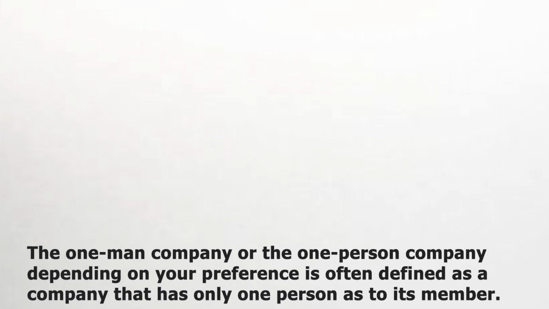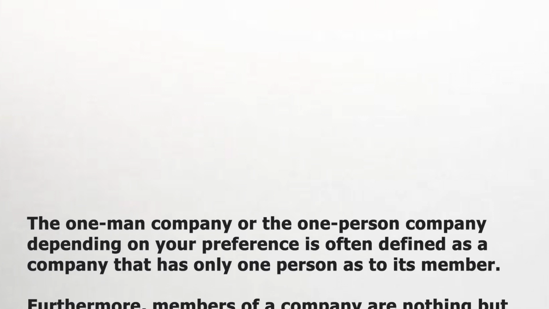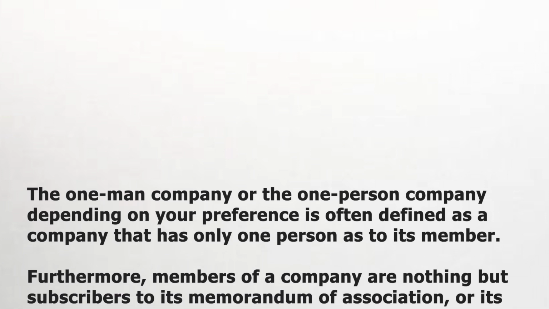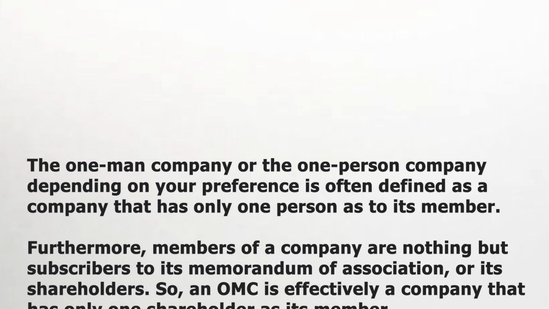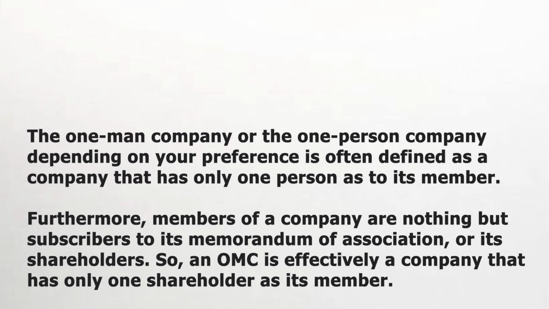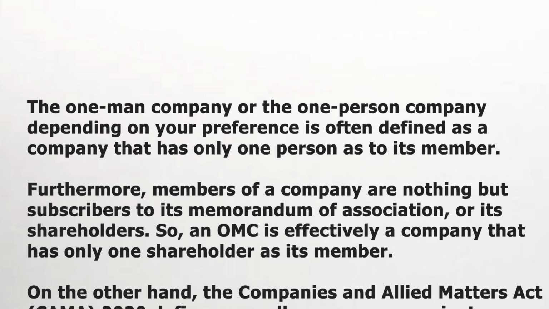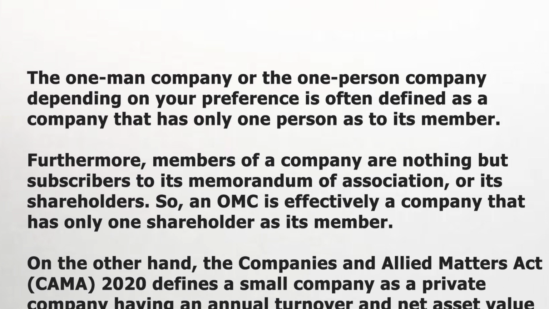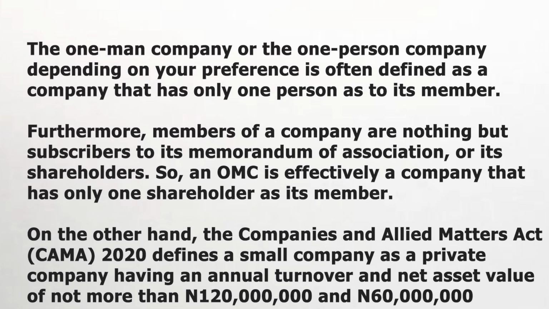We now shift gears and take a look at the difference between a one-man company and a small company as provided by the reenacted Companies and Allied Matters Act, CAMA 2020, alias the Game Changer. The one-man company or the one-person company, depending on your preference, is often defined as a company that has only one person as its member. Furthermore, members of a company are nothing but subscribers to its memorandum of association or its shareholders. So, an OMC is effectively a company that has only one shareholder as its member.